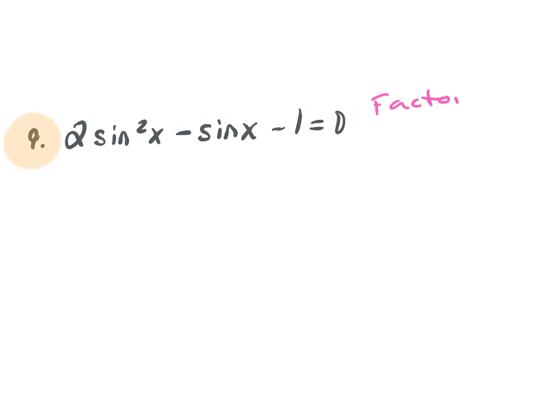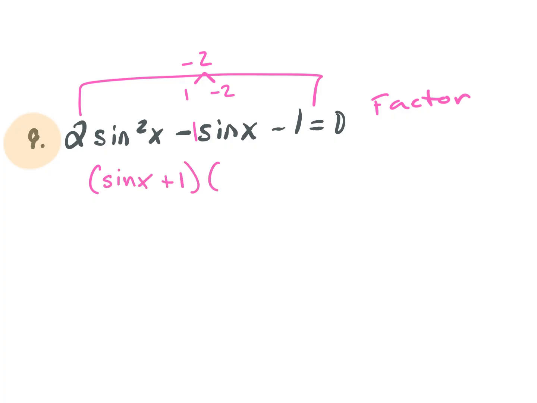We want to factor. How do we factor when our leading coefficient is not 1? Multiply the first times the last. So we get -2. What are two factors of -2 that add to -1? 1 and -2. Perfect. Yep, that works. So instead of saying x plus 1 and x minus 2, we're going to say sine plus 1 and sine minus 2.